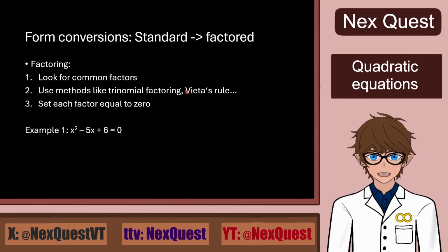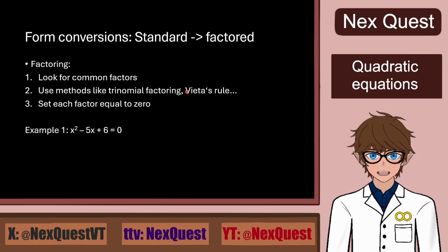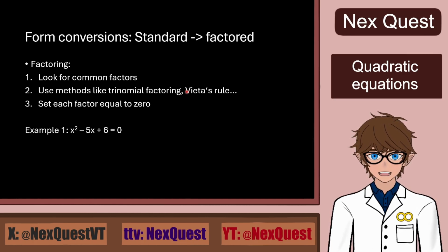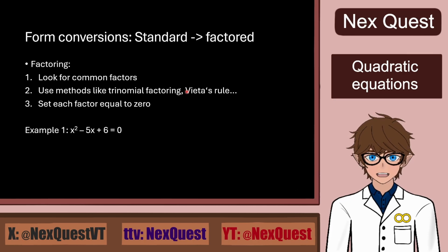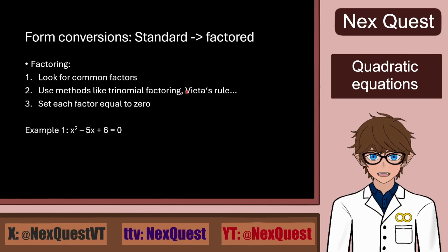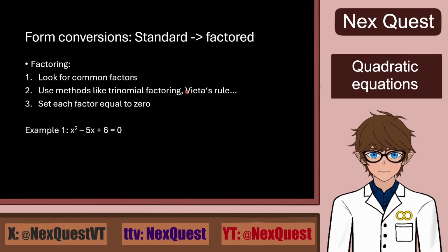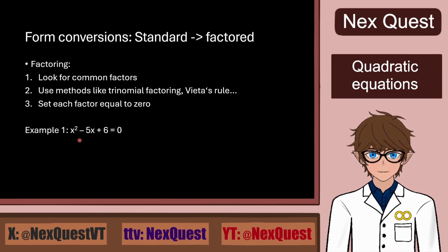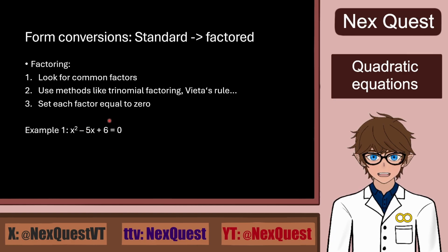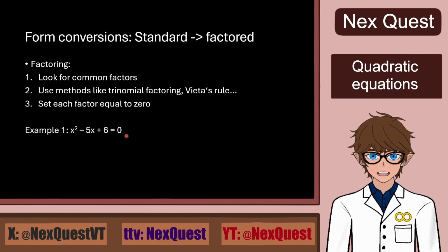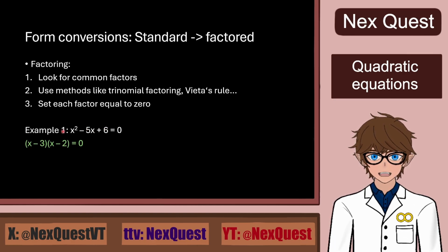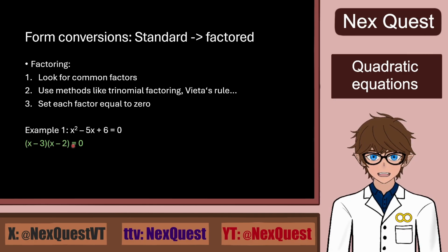For instance, we have example number 1. X squared minus 5x plus 6. So for me, this is obviously the easiest one to use Vieta's rule on, because 6 is 3 times 2, and 5 is 3 plus 2. So we see that we have a minus 5, so it's minus 3 minus 2, and if we multiply them together, we get plus 6. So we easily break this down into x minus 3 times x minus 2.